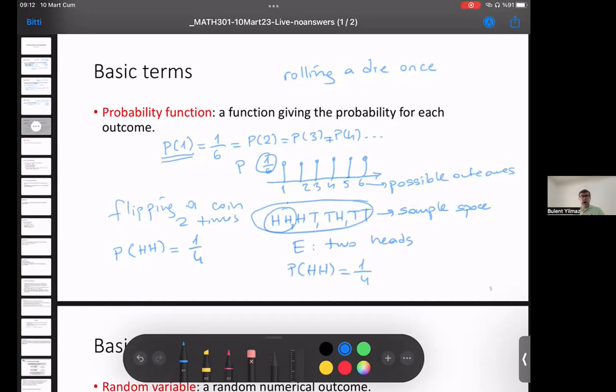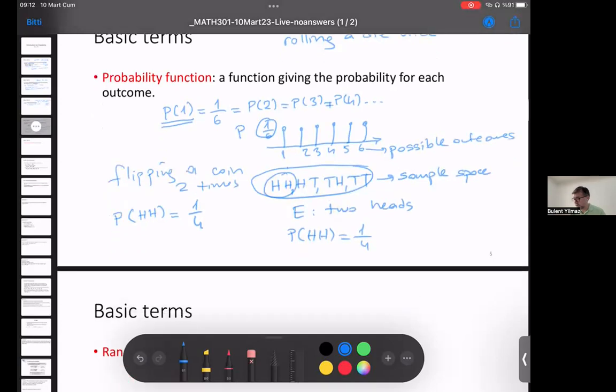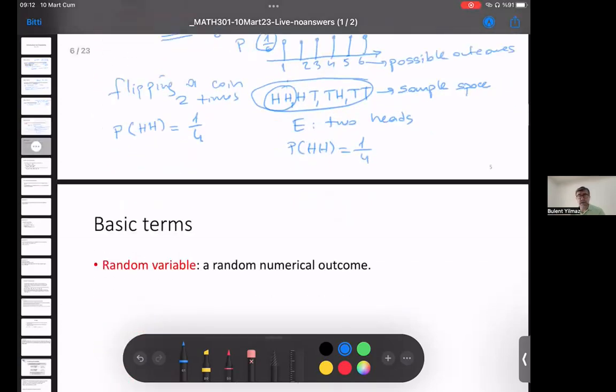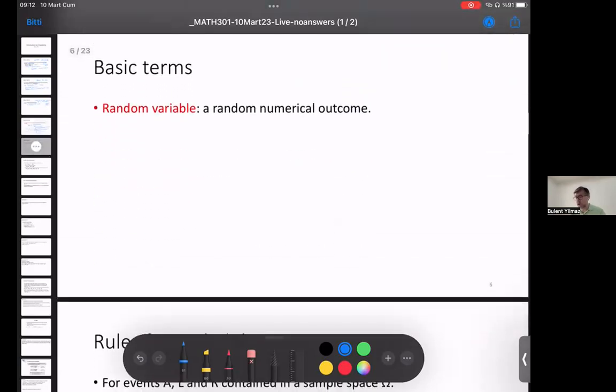So I hope, again, easy concept, probability function. Random variable is a little bit different concept, arkadaşlar. I want you to be clear on this, because we will be using random variable concepts very commonly. Random variable, we will call it RV. Random variable is a numerical outcome.